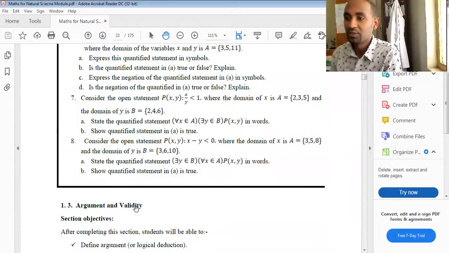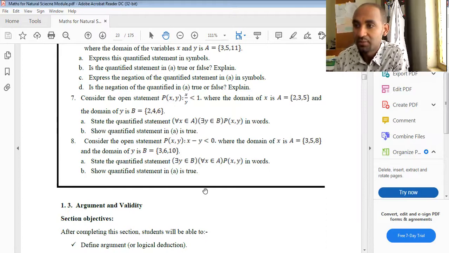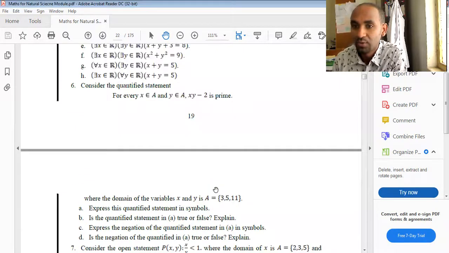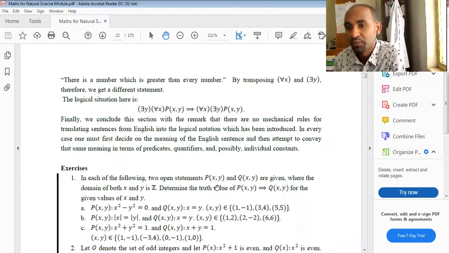Okay, so in our next session, we'll see arguments and validity. I advise you to go through the textbook, through the examples and exercises, before you refer to other materials.